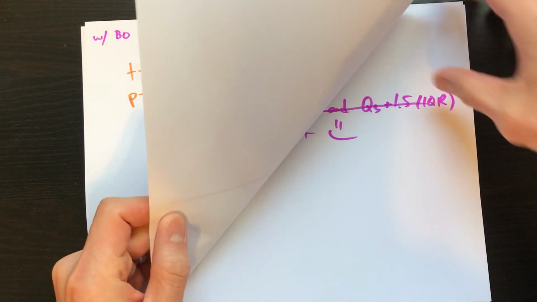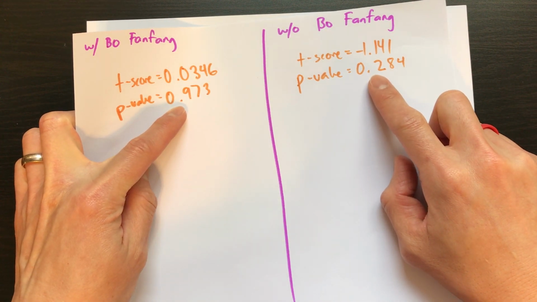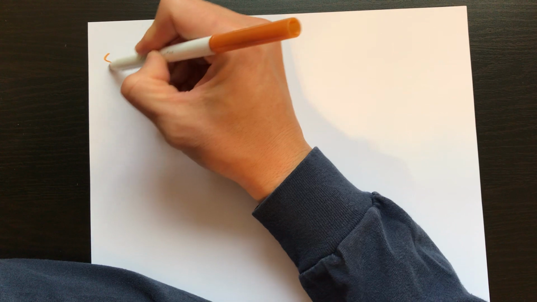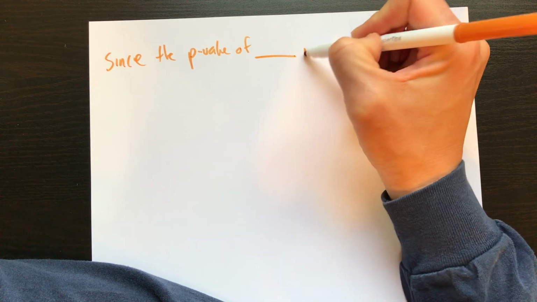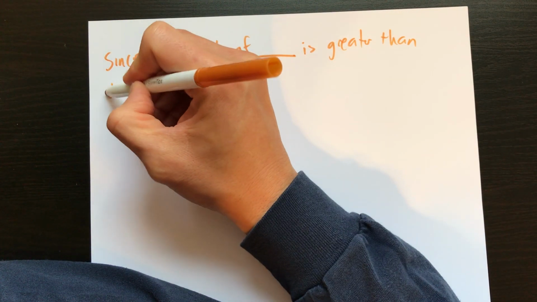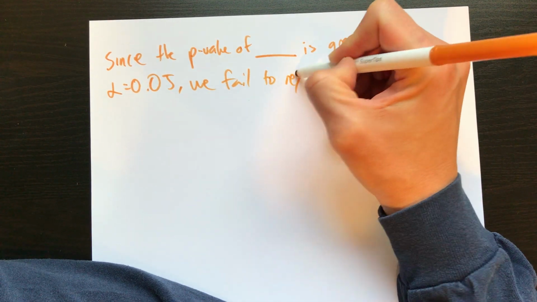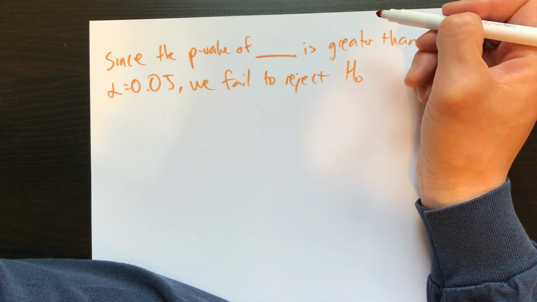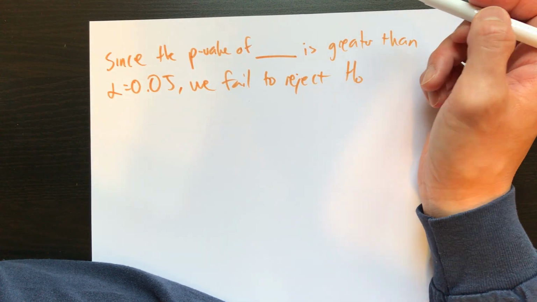So finally, let's go ahead and write our summary, our conclusion. And it's going to be the same, right? If you guys take a look right here, your p-values are both greater than 0.05. Since the p-value of whatever is greater than alpha of 0.05, we fail to reject the null. The null being that the mean times of the two heats are the same, I'm sorry.